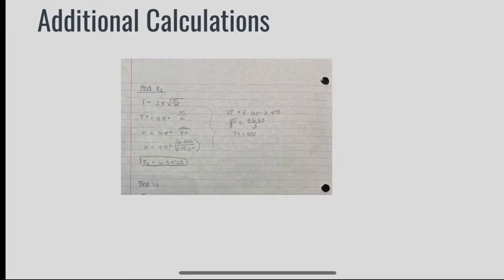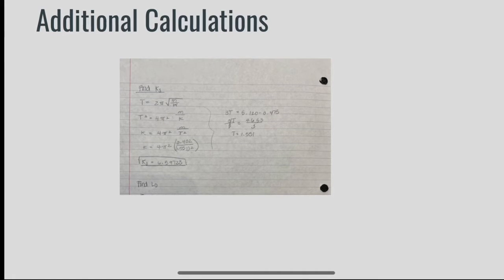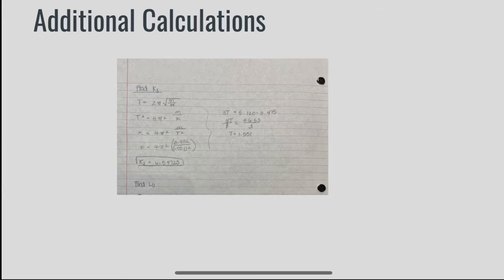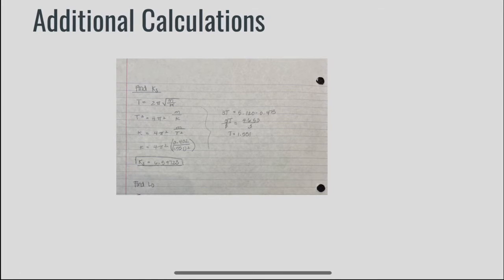Additional information was needed to make the computational model, such as determining the spring stiffness, which was calculated by manipulating the period formula. And then also we had to determine L0, or the relaxed length of the spring. We found this by setting the magnitude of F grav equal to the magnitude of the spring force, and then manipulating this equation to isolate L0.